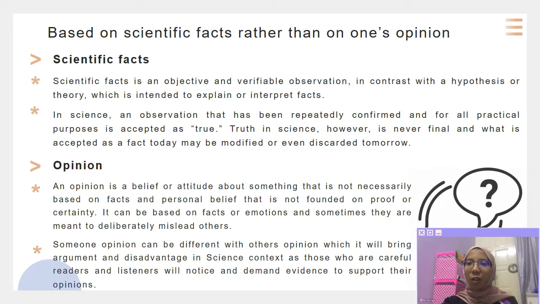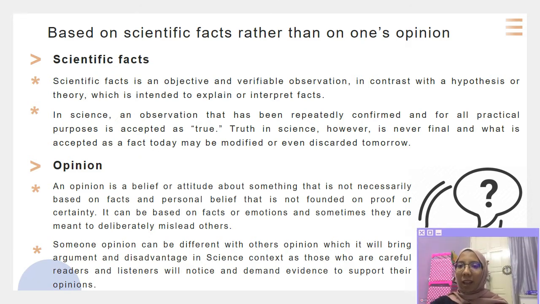Okay guys, now let's go on to the explanation for the first characteristic of objectivity, which is based on scientific facts rather than one's personal opinions. So what actually are scientific facts? Let me tell you, a scientific fact is an objective and verifiable observation, in contrast with a hypothesis or theory, which is intended to explain or interpret the facts. In science, an observation that has been repeatedly confirmed and for all practical purposes is accepted as true. Truth in science, however, is never final, and what is accepted as a fact today may be modified or even discarded tomorrow. So we never know, right?